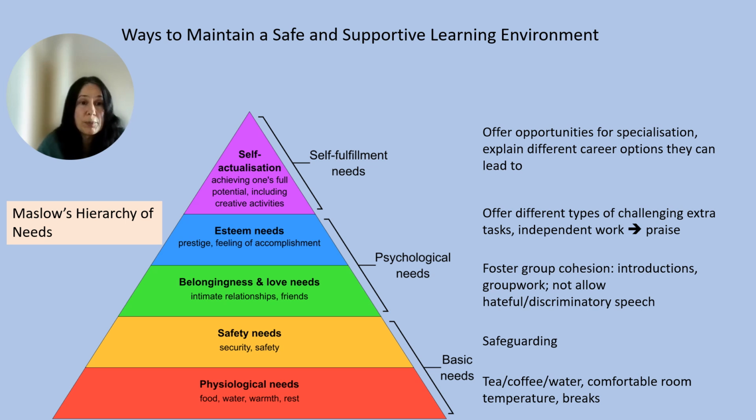And then finally, we get to the top level, which is self-actualization. This means that the student is comfortable with their learning, and they know why they are learning, and they are going somewhere with the learning, and they can really feel that. To do that, one way would be to offer opportunities for specialization within the course, according to the student's interests. Again, the teacher can do that by offering optional tasks, and also by explaining different career options after the course and helping students towards the options that most suit their interests.